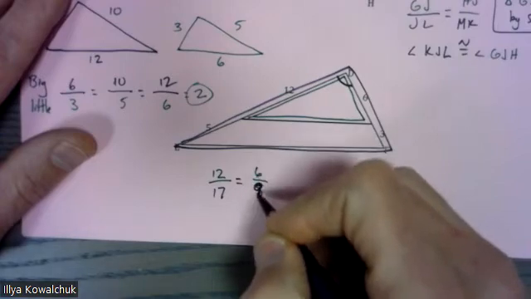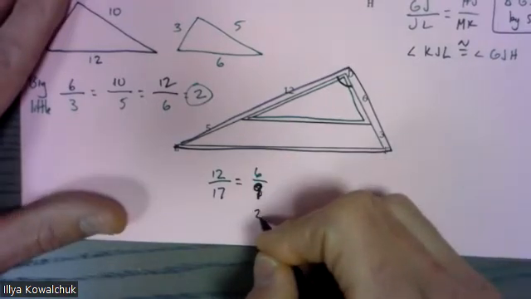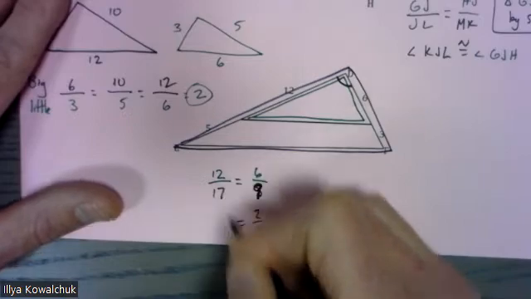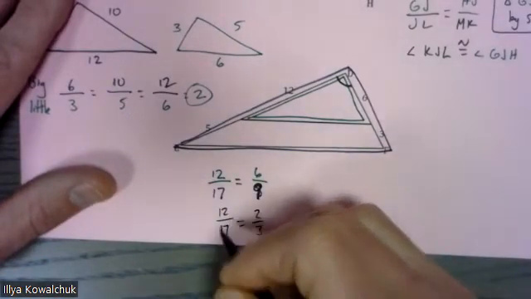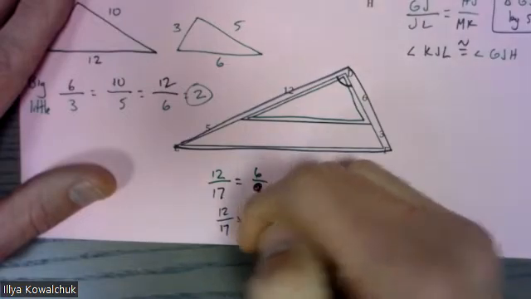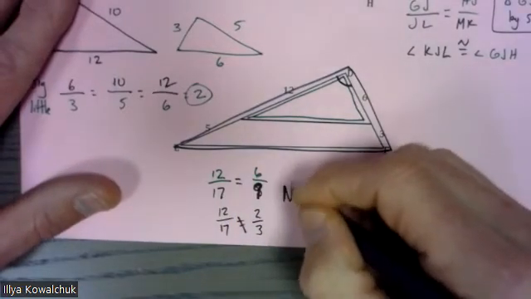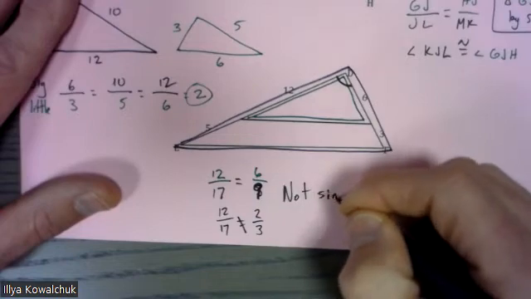Well, I know that 6/9 reduces to 2/3. 12/17 does not reduce because 17 is prime. And I know that that's not going to work out. These things are not equal to each other. Therefore, the triangles are not similar.